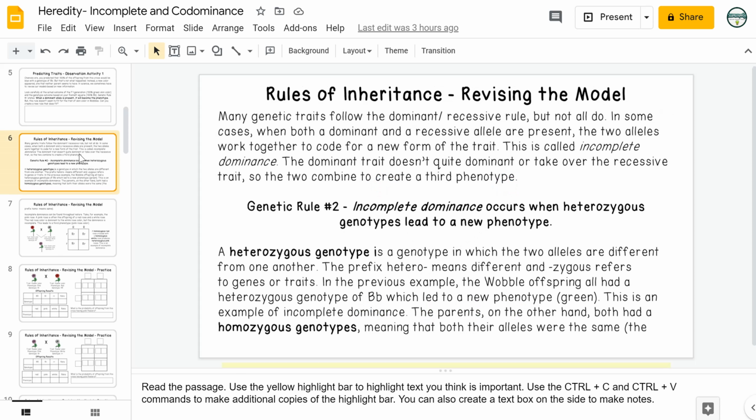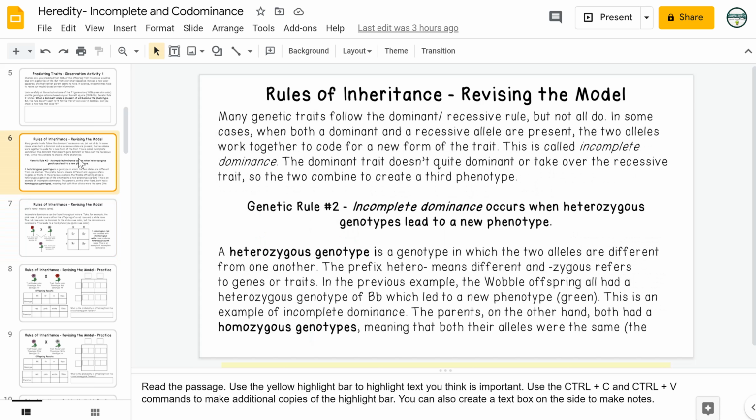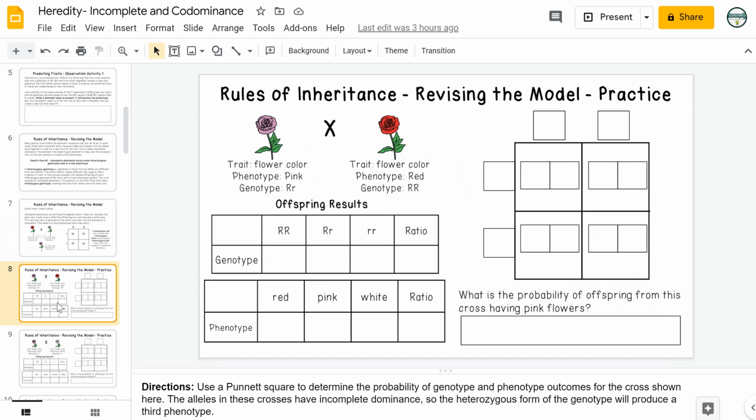Okay, and then that's going to take them into the reading passage, a fairly short reading passage, really focusing on some examples of incomplete dominance. So this first piece is on incomplete dominance, where a new phenotype is formed, and they're going to read about that, and then they're going to do some practice.